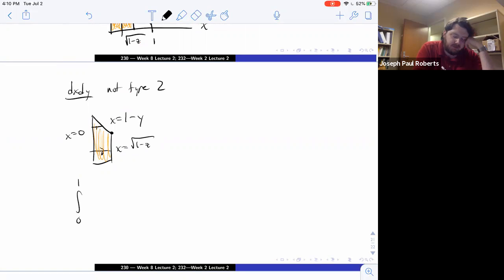So for z between 0 and 1, this point here is going to be square root of 1 minus z, comma 1 minus square root 1 minus z, because y is 1 minus x, or vice versa.